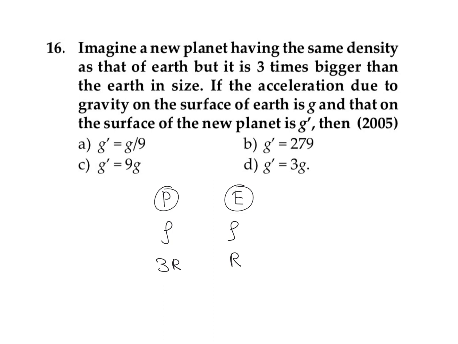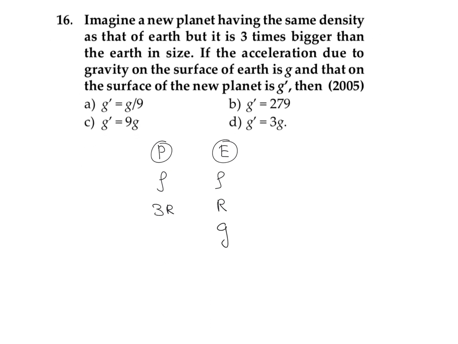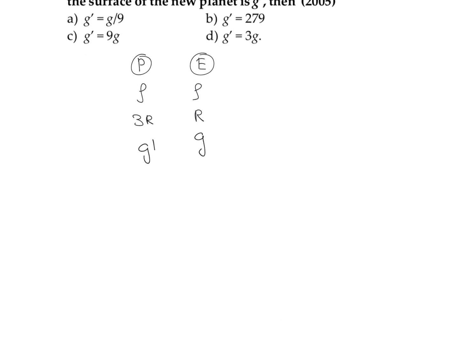If the acceleration due to gravity on the surface of Earth is g, and that on the surface of the new planet is g dash, we have to find the value of g dash in terms of g. So we can write the relation between acceleration due to gravity, radius and density. That is g is equal to GM divided by r square.